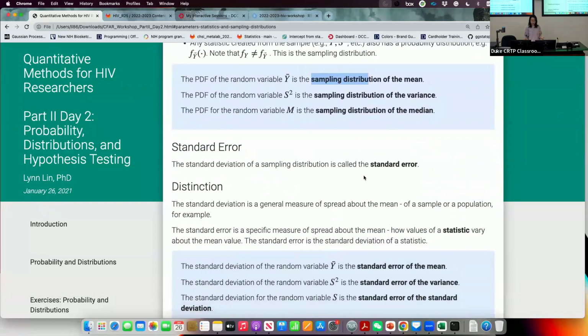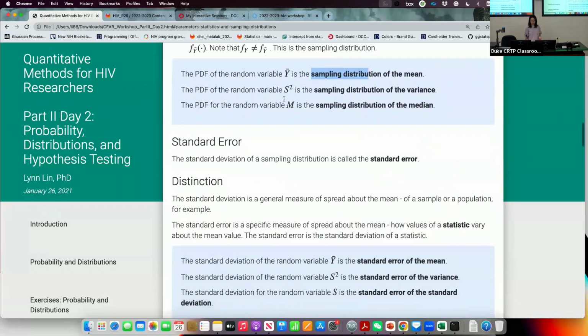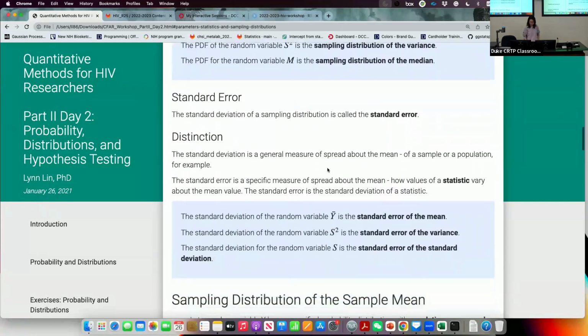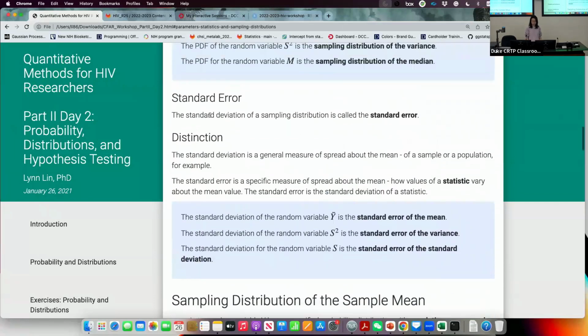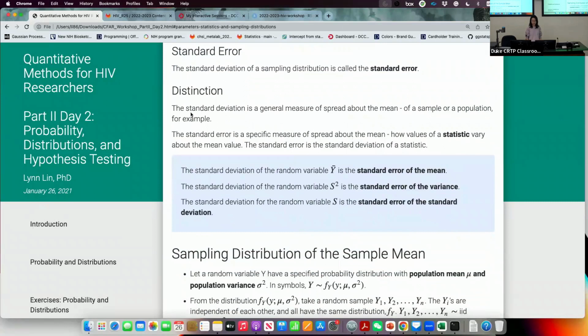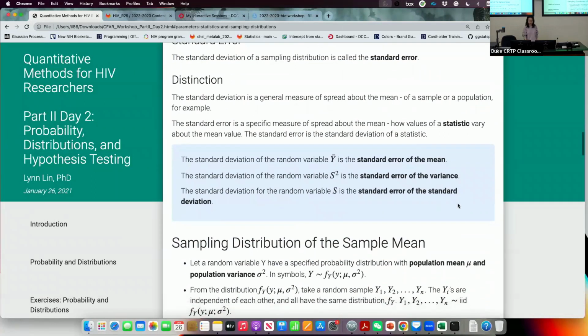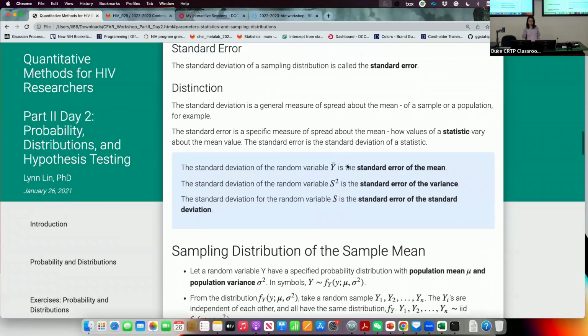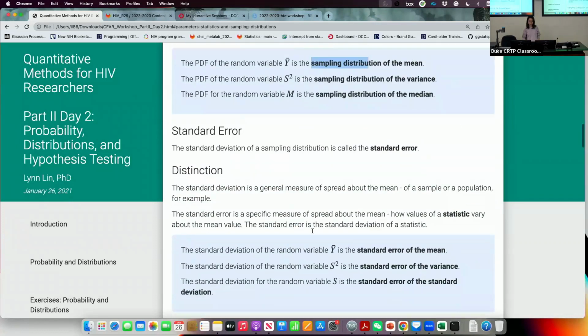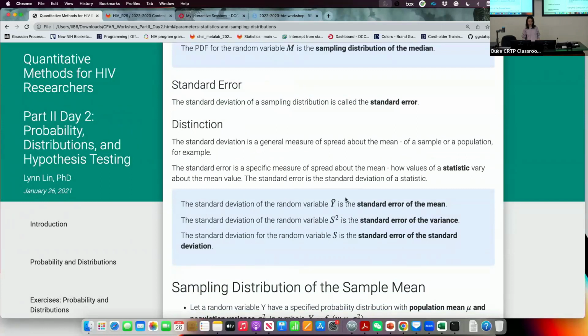And the standard error is just the square root of the variance. The standard error is just the standard deviation of the sampling distribution. And the standard deviation is a general measure of the spread about the mean, of a sample or a population. So for example, once you have the sample mean, you have the sampling distribution for this sample mean. You can also use the standard deviation of this random variable to quantify the standard error of the mean or the standard error of the variance, etc.